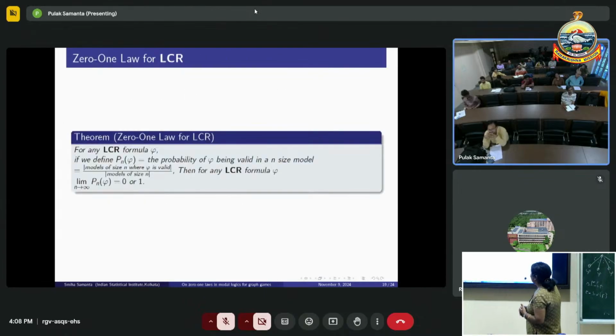For this logic of cop and robber, one cop and one robber, the 0-1 law holds. It means that, as we described before, the probability of phi being valid in an n-size model goes to a limiting value, either 0 or 1, for any cop and any formula from this logic.